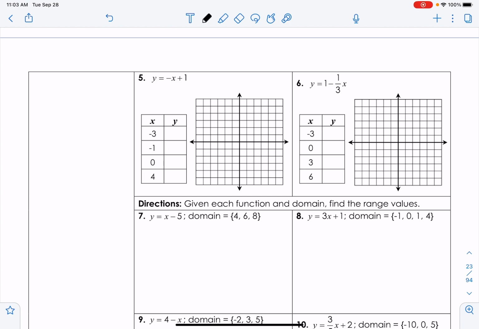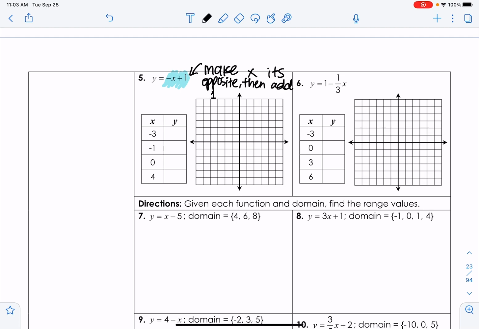All right, same thing for numbers 5 and 6. We've got our function rule. Our function rule says that you're going to make x its opposite and then add 1. That's what that negative means. So I'll write that out: make x its opposite, then add 1.